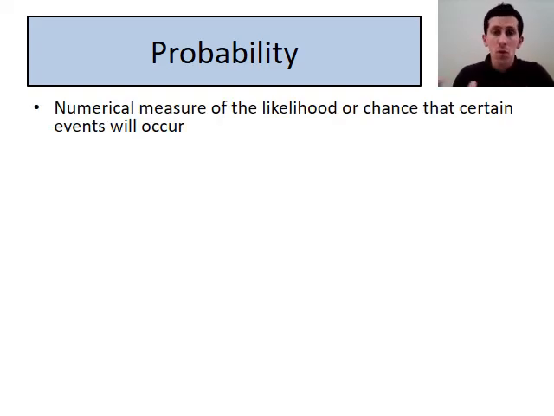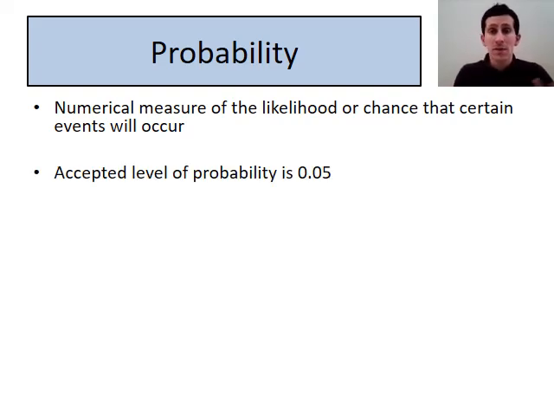So we're going to have a look at what probability is. Probability is a numerical measure of the likelihood of something actually occurring. And in psychology, we have an accepted level of probability, which is 0.05. And you should remember this from the sign test when we did it in AS. And you might see this sign coming up a lot, P equals or P equals or less than 0.05.